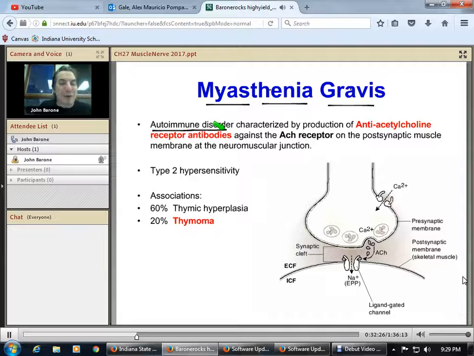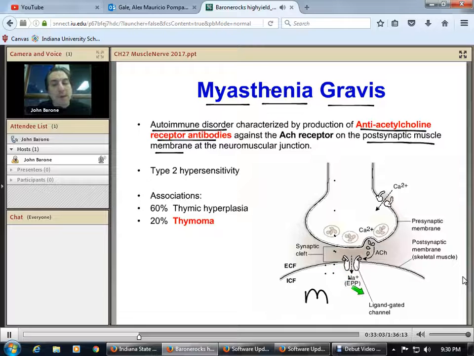Now, this is an autoimmune disorder where you make antibodies against the ACH receptor. Yeah, now that's not good enough. Everyone knows antibodies against ACH receptor. You have to be more specific. So here's the nerve ending. Here's the muscle membrane. So this is the neuromuscular junction. Where's the ACH receptor? Well, it's not presynaptic, it's postsynaptic. It's on the muscle membrane. It's on the muscle. So this is a postsynaptic muscle membrane.